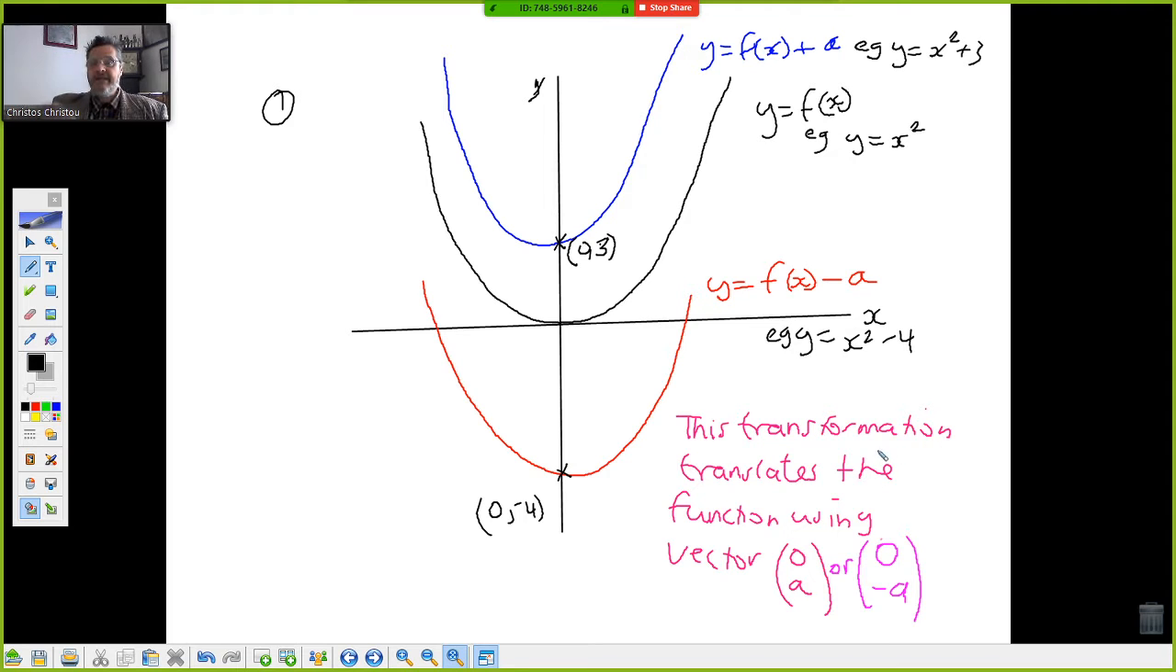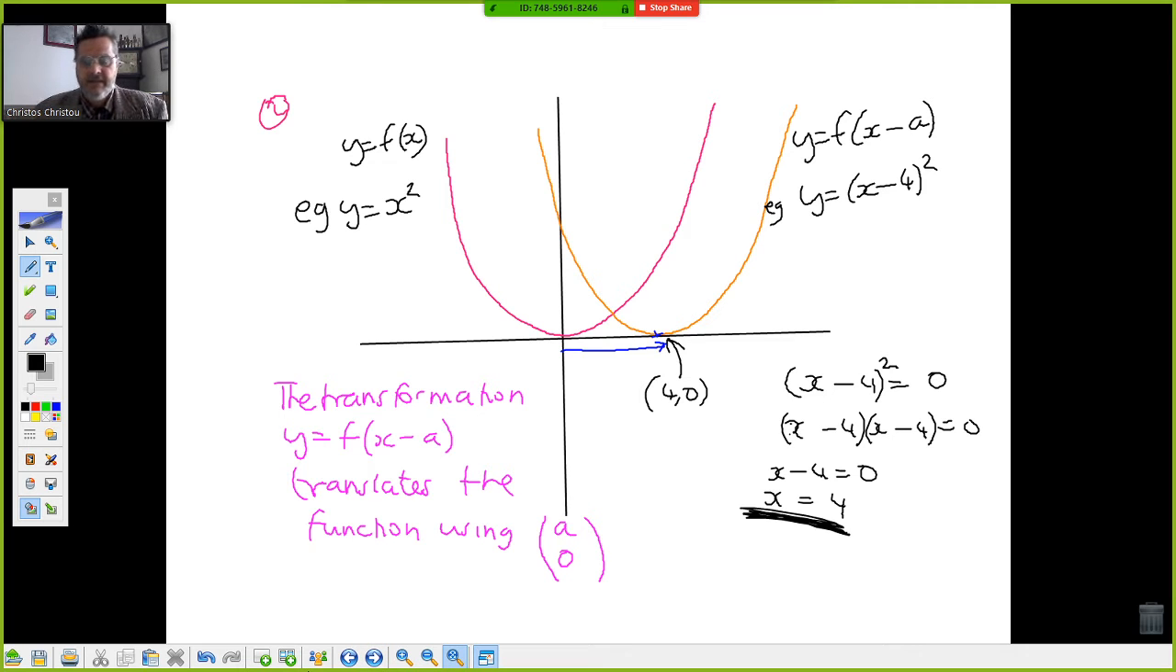Is that okay? So this is the upward movement of a graph or function, a downward movement of a graph or function. Very easy to spot. It's the number that's stuck on the end. You must action that number and it goes either up or down depending on the sign. Transformation number 1, a translation using a vector. It's just up or down.